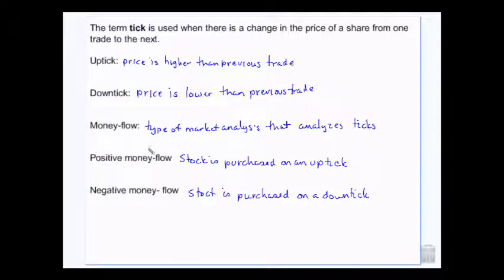Money flow is a type of market analysis that analyzes ticks. If you are buying stock on an uptick, it's a positive money flow because the money is going up. If you're buying stock on a downtick, it's a negative money flow because the money is going down.